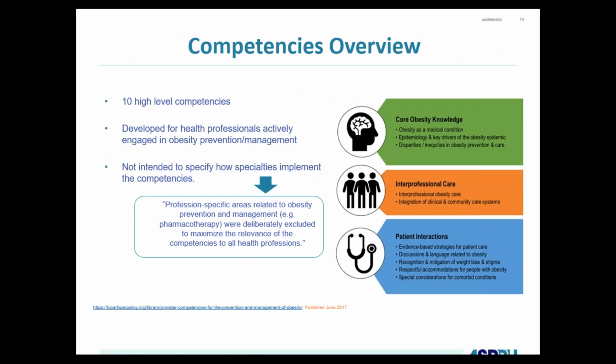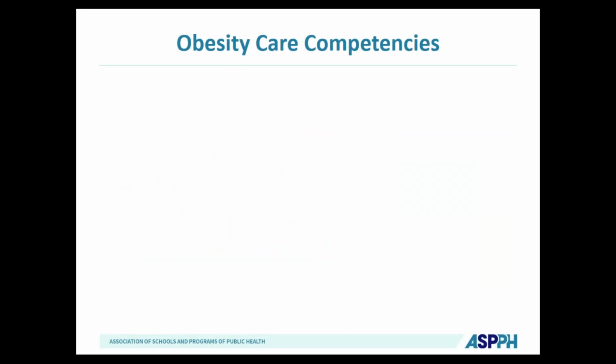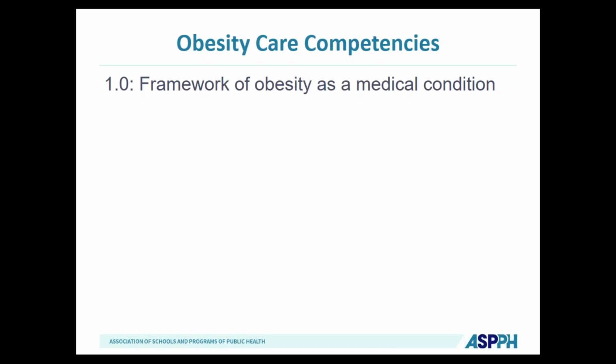The competencies at the highest level, there are 10 competencies. They really kind of break out into core obesity knowledge, interprofessional care, and then patient, and I actually prefer the term person interactions, since not everybody interacts with a stethoscope in their hands. The obesity competencies, again, are broken into several. There are sub-competencies for each one of these high-level competencies, and I would encourage you to go to the website to really look at the full range.